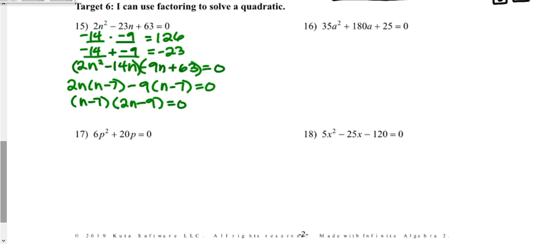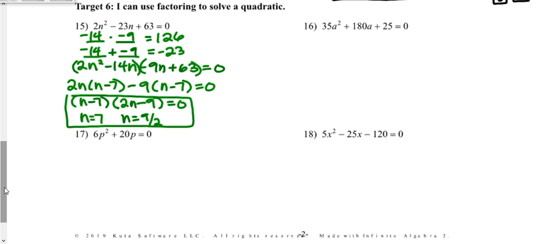And then we'd set these equal to 0 and solve. So I would get n equals 7, and if I set this equal to 0 and solved, I'd get n equals 9 over 2. So I'm going to actually box in both of those because both of those are important pieces of your final answer.